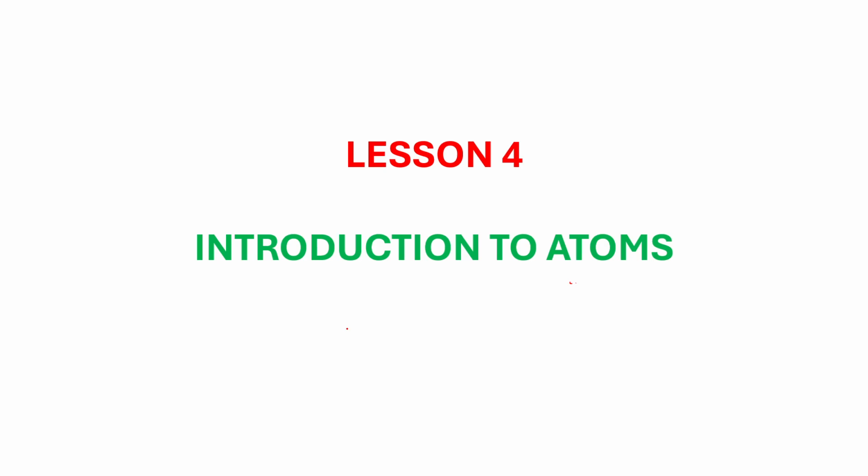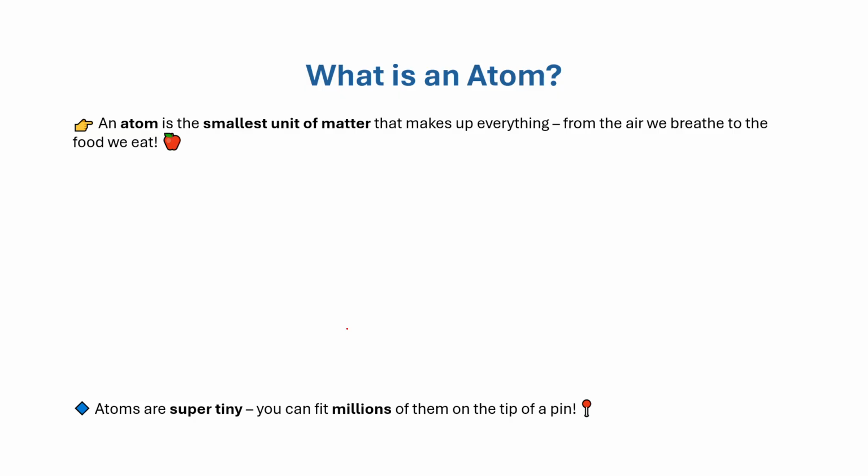The building blocks of everything around us. So, introduction to atoms. What is an atom? An atom is the smallest unit of matter that makes up everything, from the air that we breathe to the food that we eat. Everything is made of atoms. Atoms are also super tiny, and you can fit millions of them on the tip of a pin.